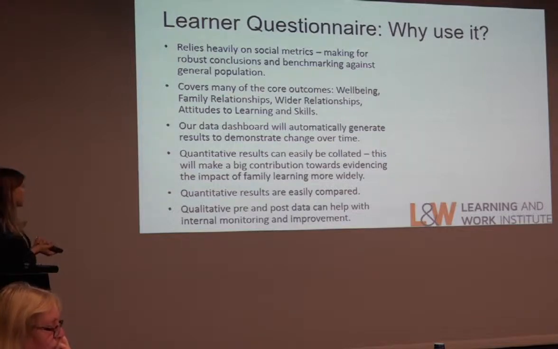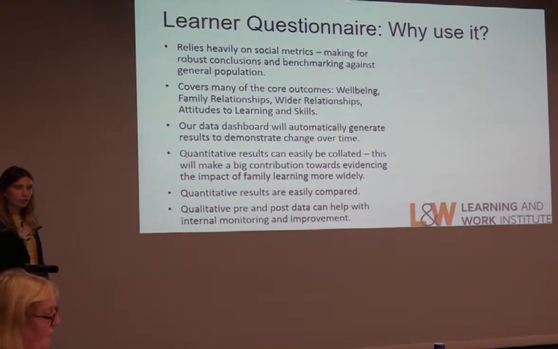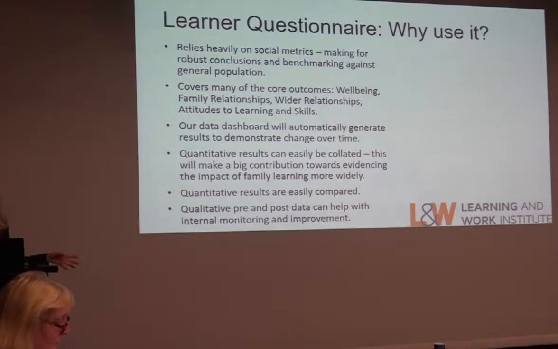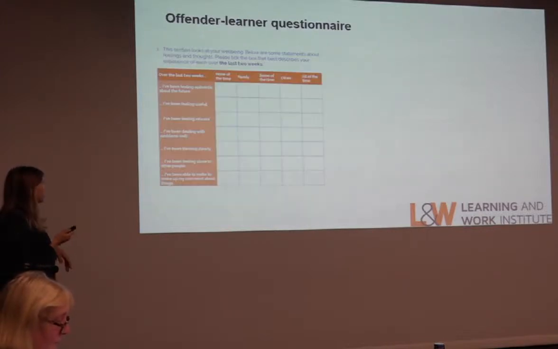It's pretty easy to analyze because we've got our spreadsheet, and when you type it in to our spreadsheet, it will automatically generate results for you, so that's quite an easy thing to use and will give you results that you can extrapolate for reporting, for commissioners and governors. It's quantitative results that are easy to collate, so when we have your results from the learner questionnaire, we can easily aggregate that with other providers and build that evidence base that we've been talking about. We've also got some qualitative stuff in there that should be helpful. So I'll take you through it.